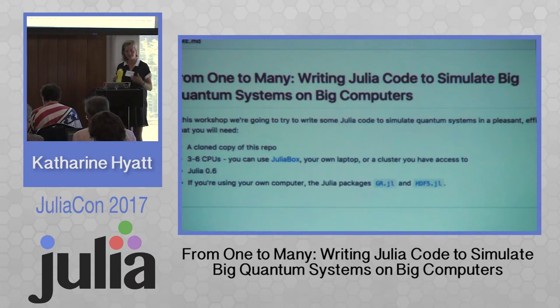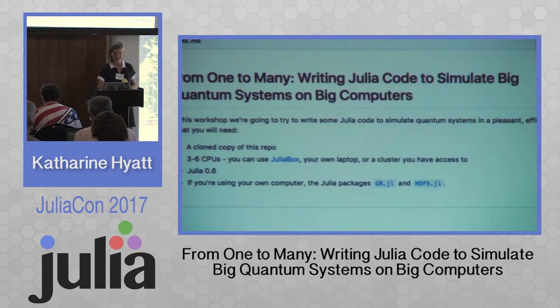So what we're going to need for this is a cloned copy of my repo, which should be public for this. It comes in a set of 5 Jupyter notebooks. And the URL is github.com/KSHyatt/JuliaCon2017. I'll highlight that up there. Hopefully everyone can see that.